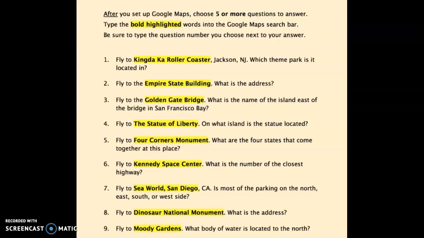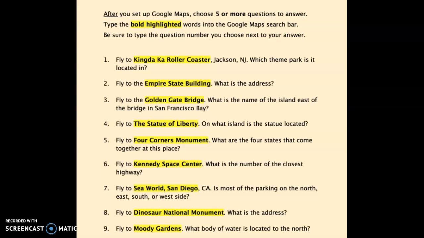Number 7 says, fly to SeaWorld San Diego, California. Is most of the parking on the north, east, south, or west side? Number 8 says, fly to Dinosaur National Monument. What is the address?